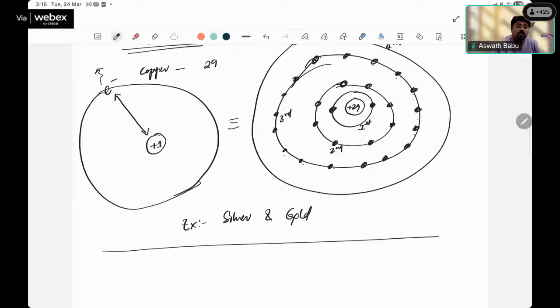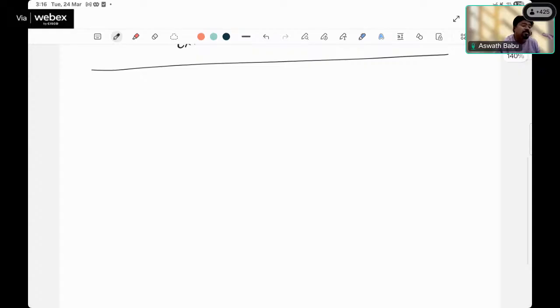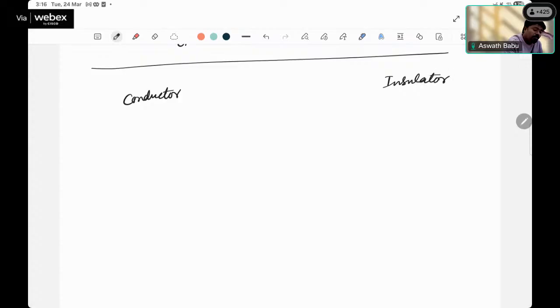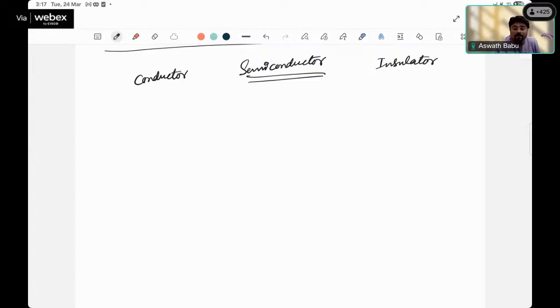Why did we go into this? To understand the conductor, because we want to know about a semiconductor, which falls between insulator and conductor. A conductor, for sure, as we just saw, has an abundance of free electrons. An insulator has no abundance of free electrons, meaning they are strongly paired to the nucleus and no electrons are freely available. Something exists in between, called semiconductors. What are semiconductors? They have neither completely free electrons nor completely strongly held electrons, but something in between.